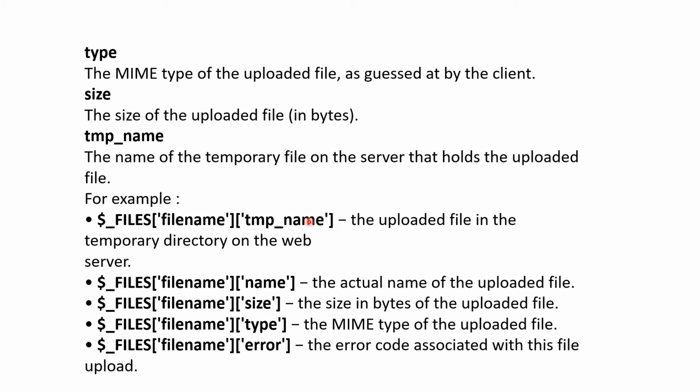$_FILES tmp_name gives the uploaded file in the temporary directory on the web server. Next one is name, the actual name of the uploaded file. Then the next one is size, in bytes, of the uploaded file. Here is type, the MIME type of the uploaded file, and the last one is error. It gives the error code associated with this file upload.